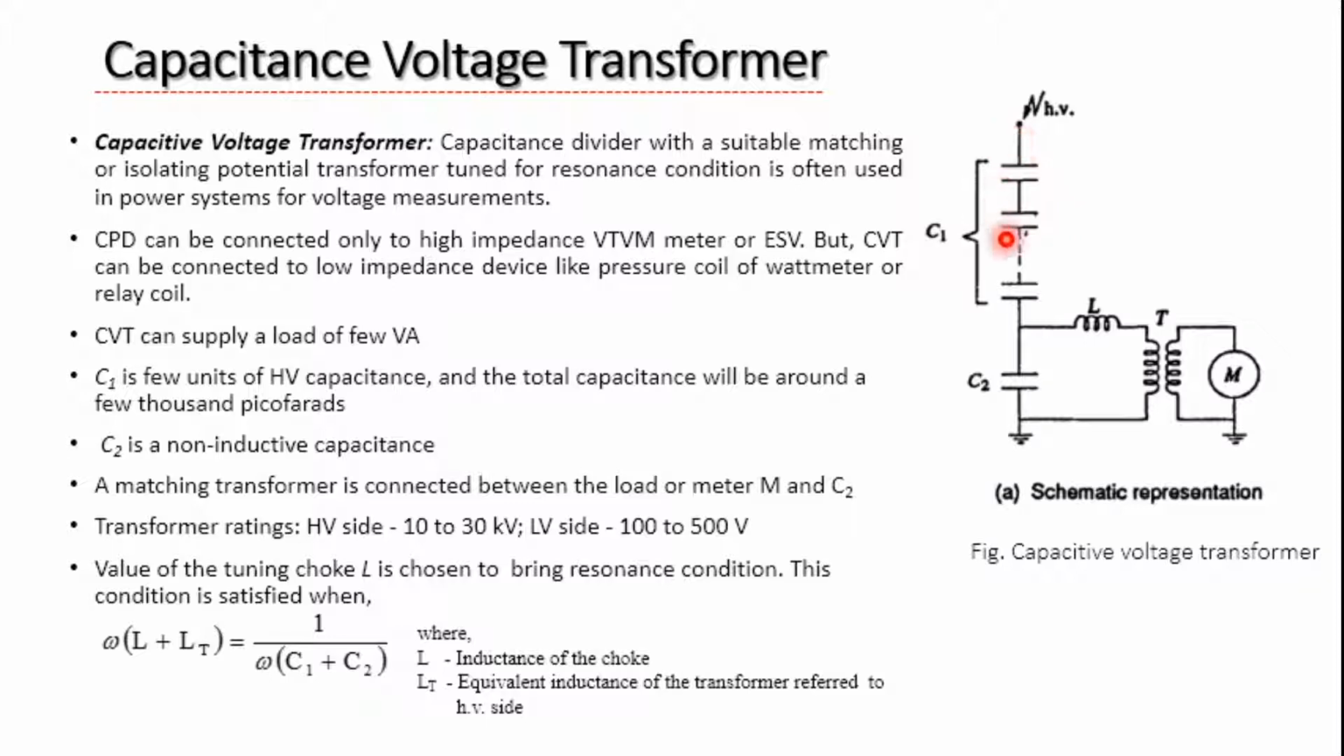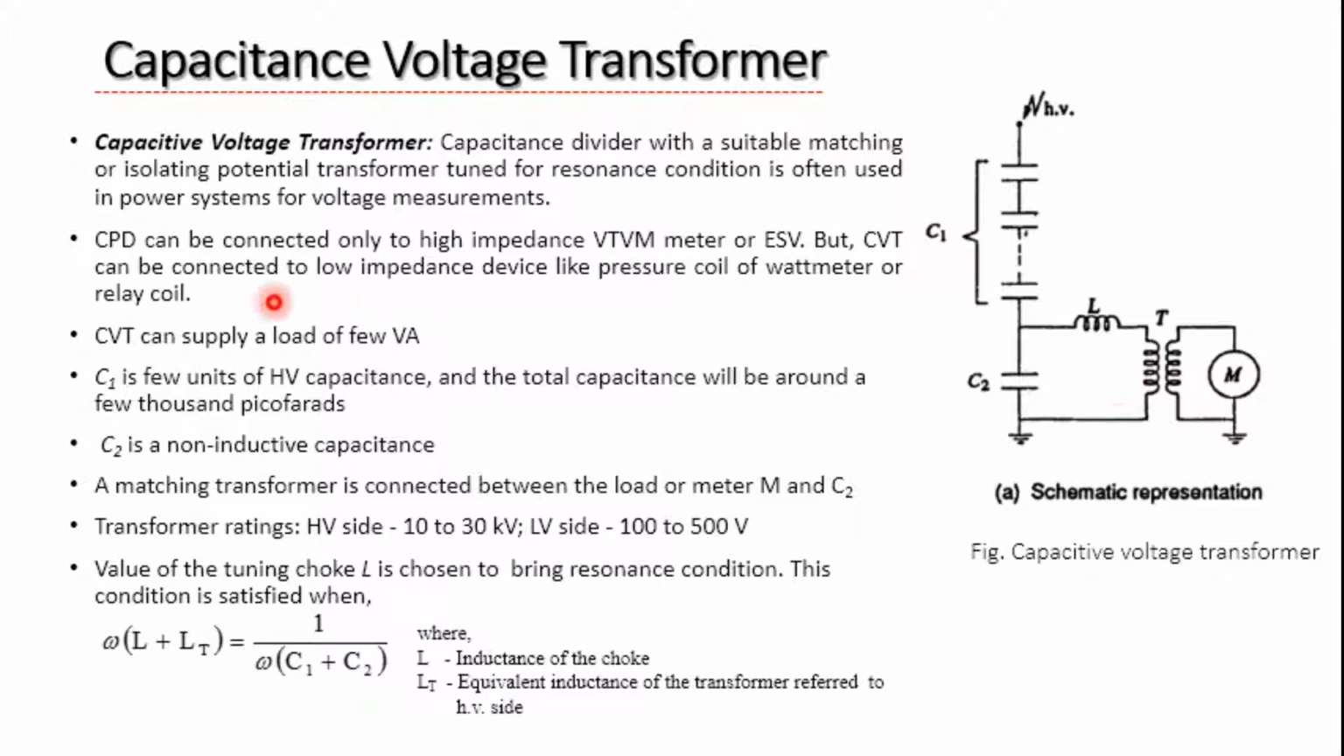C1 is divided into a number of sections, and C2 is directly connected to the dividers, whereas in the previous case it was not. So now we have some choke, and the voltage which appears across C2 and L under resonance condition will be transferred to the transformer, and this will be stepped down to the required value and then connected to the meter. Sometimes it may be a wattmeter or a relay coil.